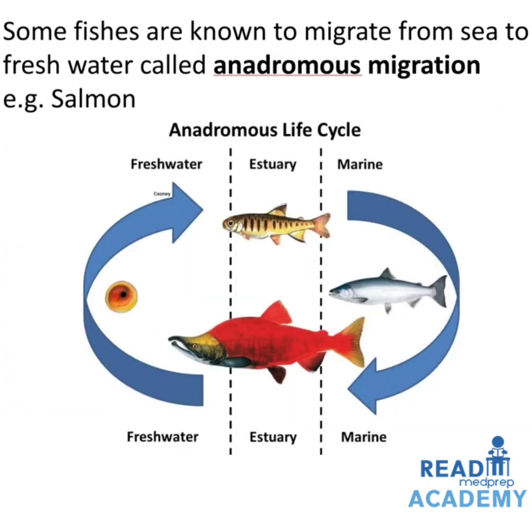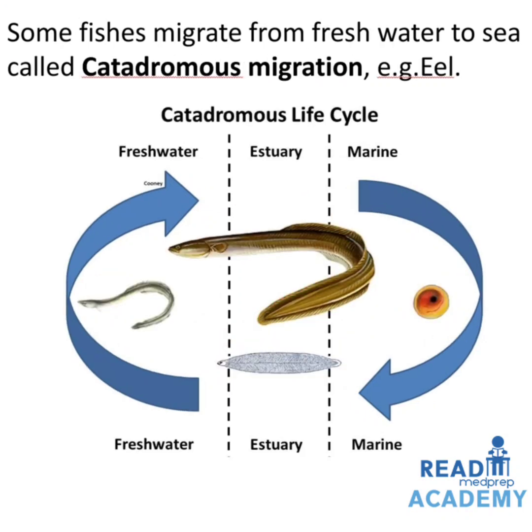Some fishes are known to migrate from the sea to freshwater. This is called anadromous migration. Example, salmon. You can see the salmon migrates from the sea towards the freshwater through the estuary and lays the eggs. Some fishes migrate from freshwater to the sea.